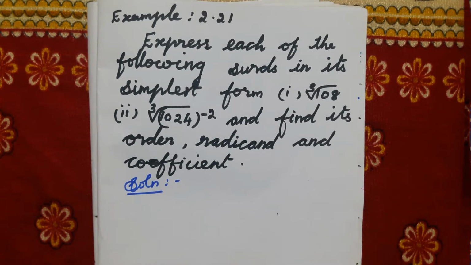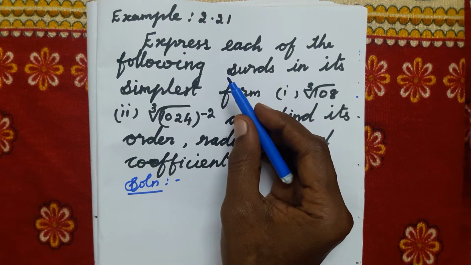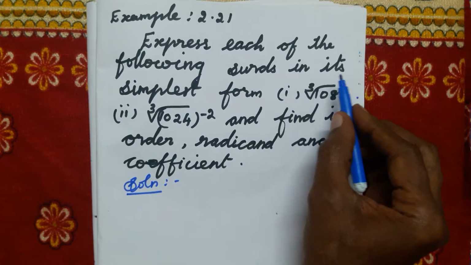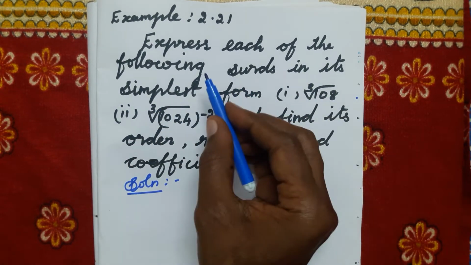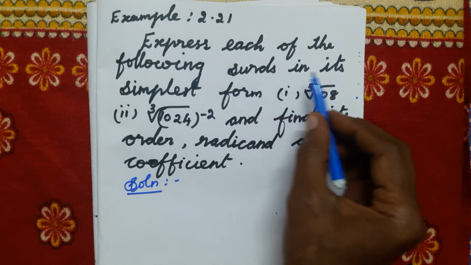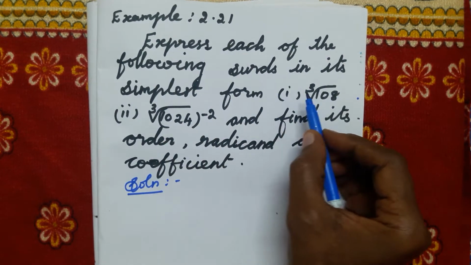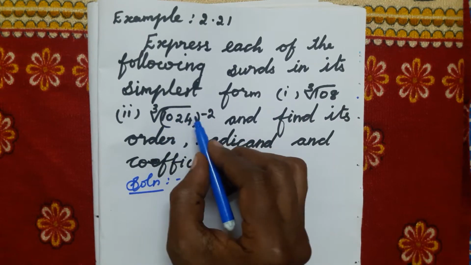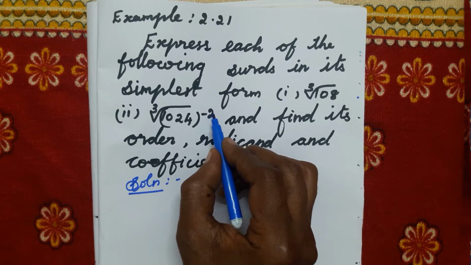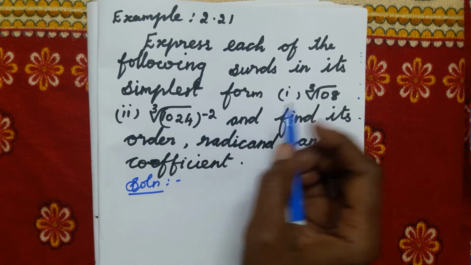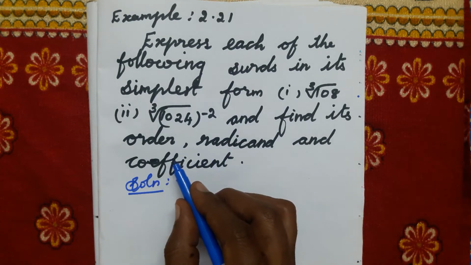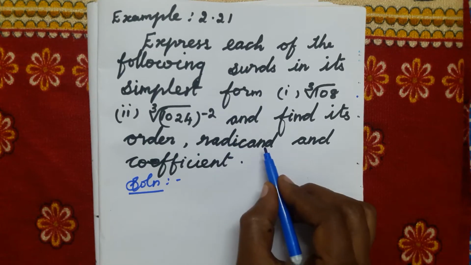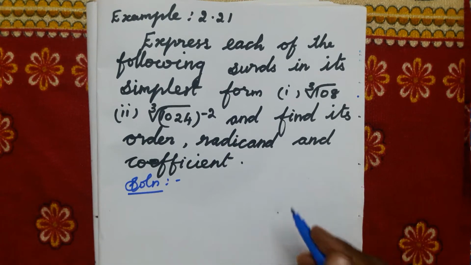Now I am going to explain example 2.21. Express each of the following radicals in its simplest form. First one, cube root of 108. Second one, cube root of 1024 power minus 2. And find its order, radicand, coefficient. Order, radicand, coefficient we have to find out.